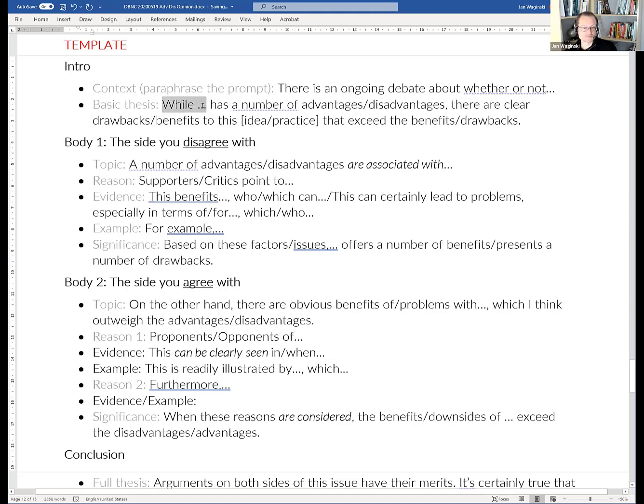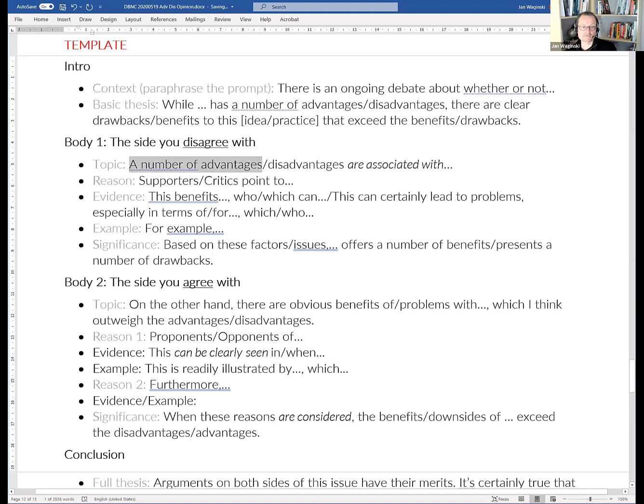While this phenomenon, this thing we're talking about, has a number of advantages, there are clear drawbacks to this, then you have to use a specific word, that exceed the benefits. Okay, so this is a very simplistic thesis, but it's good enough for the introduction. Body paragraph 1 is the side you disagree with. It's a three-part paragraph structure.